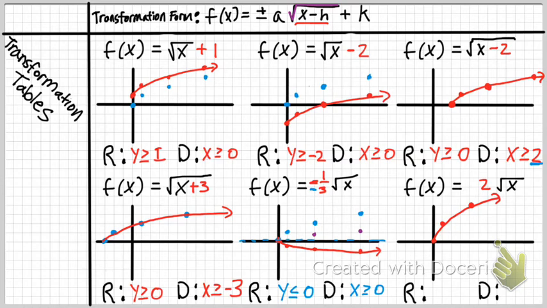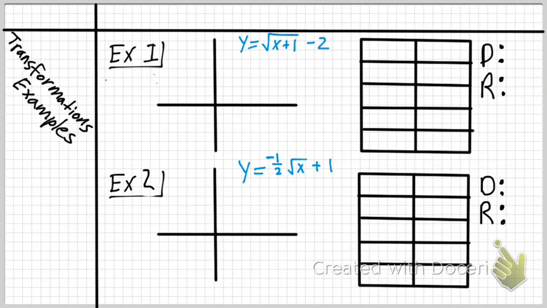Then my domain and range for this other transformation, y is going to be greater than or equal to 0 still, and x is still going to be greater than or equal to 0. All right, so let's do a couple of example problems, and then I'll cut you loose. So we have our square root of x plus 1 minus 2, and so let's first shift the function, and then we'll start graphing the points.